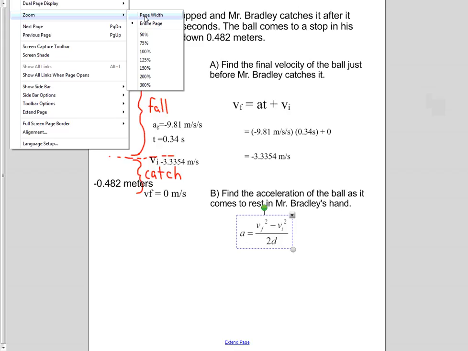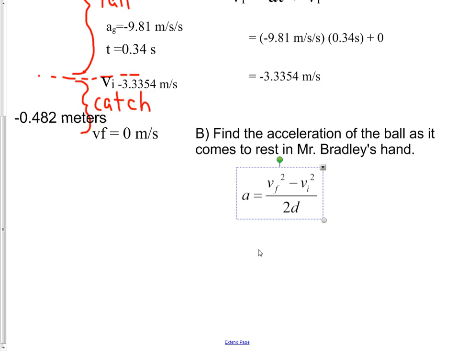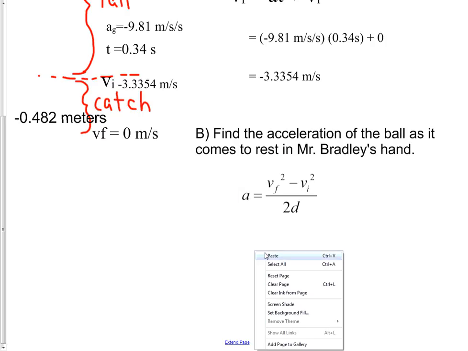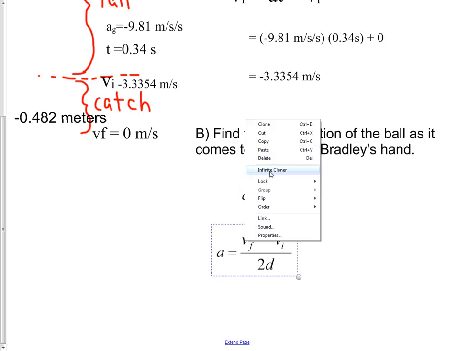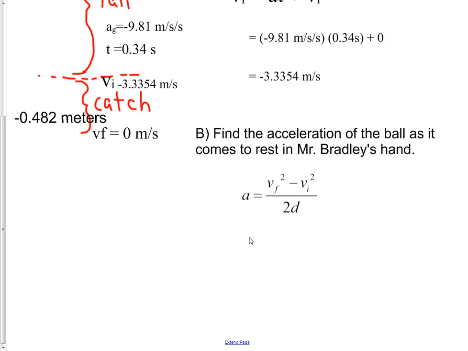Zoom out so you can see this a little bit better. We're going to plug in some values there. I'm going to copy that again and paste it, and now we'll just put in the actual values. We put in VF squared, so that would be 0 squared, minus, careful here, the negative does not cancel out due to that minus. So we have to make sure that we go back in here, minus the negative 3.3354 meters per second. That quantity gets squared.